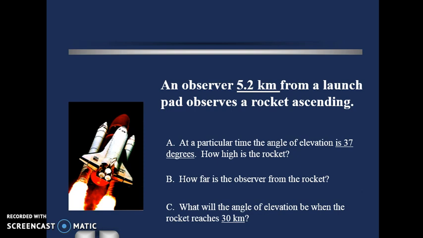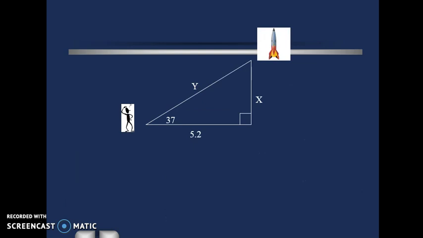So guys, here we're going to do a simulation and we're going to form a right triangle where a person is looking at the rocket, and this simulation is going to be in the following manner. X represents how high the rocket is. Y represents how far away the rocket is from the person looking at it. 37 represents the degree that we already gave in the given. And 5.2 represents how far away the person is from the launch pad.